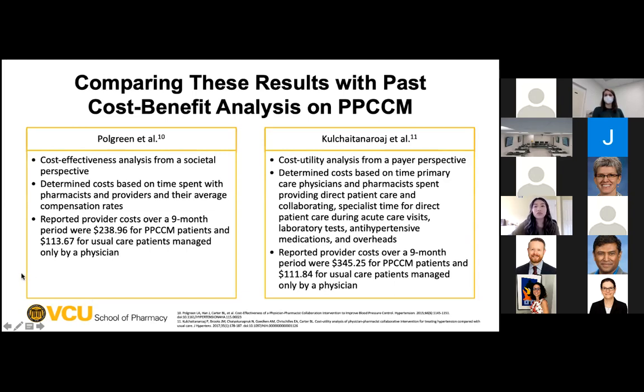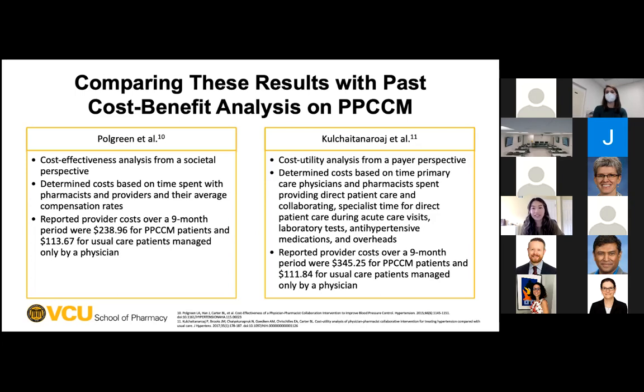So, comparing these results with past cost-benefit analyses on PPCCM. One of the studies was by Polgreen et al., a cost-effectiveness analysis from a societal perspective. They determined costs based on time spent with pharmacists and providers and their average compensation rates. They reported that provider costs over a 9-month period were $238.96 for PPCCM patients and $113.67 for usual care patients managed only by a physician.